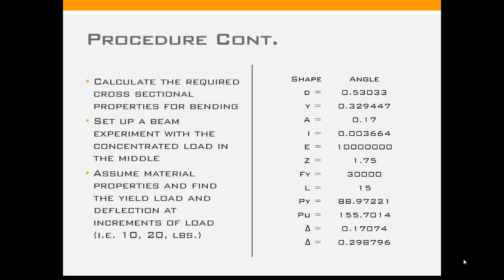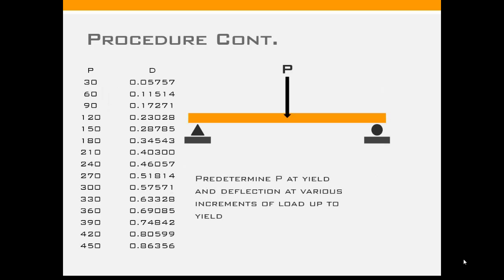Then you'll be required to calculate the cross-sectional properties for bending and set up a beam experiment with the concentrated load in the middle. Assume the material properties and find the yield load and deflection at increments of the load. For our project, we use increments of from 30 to 450 pounds, and we determine P at yield and deflection at various increments of load up to yield.